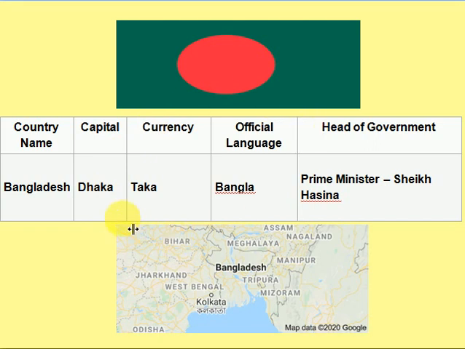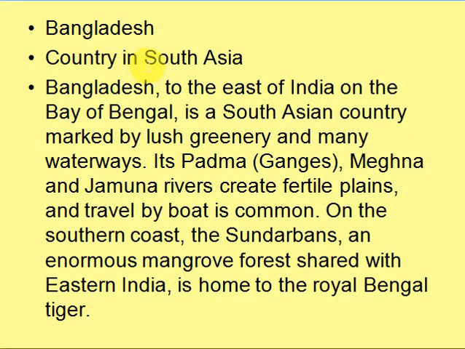You know it is a neighboring country of India, the eastern part of our country. Bangladesh, the capital is Dhaka and currency is Taka. Official language is Bangla and Prime Minister Sheikh Hasina. This is the official flag of Bangladesh. So Bangladesh, a country in South Asia.